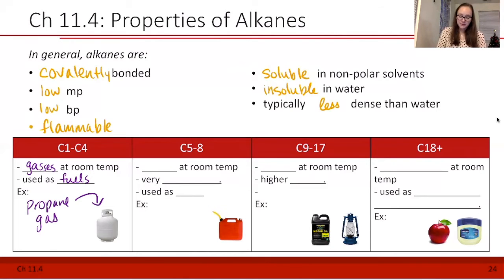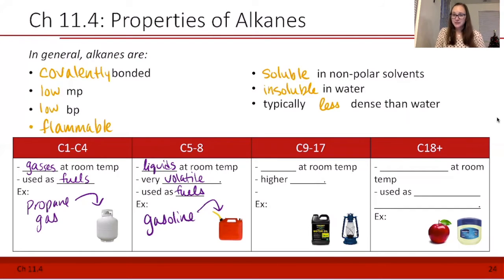For C5 through C8, they're typically liquids at room temp, and they're very volatile though. What that means is that they readily go from a liquid to a gas at pretty low boiling points. So as they're sitting there, they could evaporate. And these are also traditionally used as fuels. An example of this is gasoline, which I think many of you experience all the time in your everyday lives.